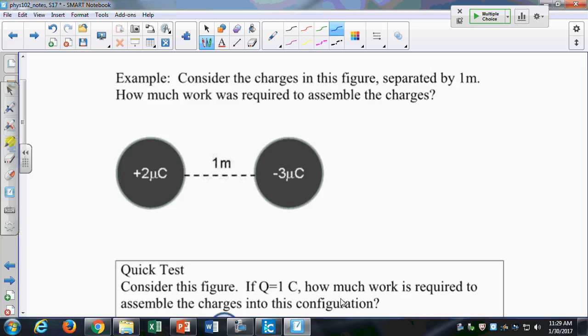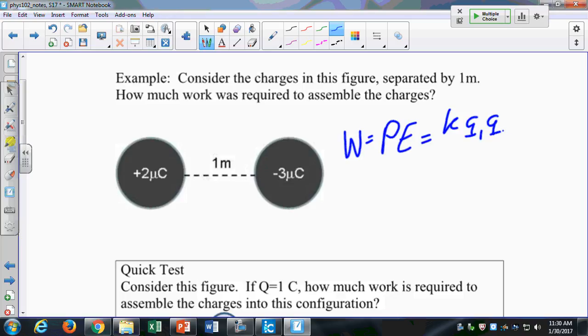I have these two charges here, and I want to know how much work was required to assemble them. Another question I could ask is, what is the potential energy of these charges? And that would be the same answer. Like if I have this 3 microcoulomb charge all the way over here, how much work does it take to put it right here? So the work is equal to the potential energy, which is equal to K Q1 Q2 over R.